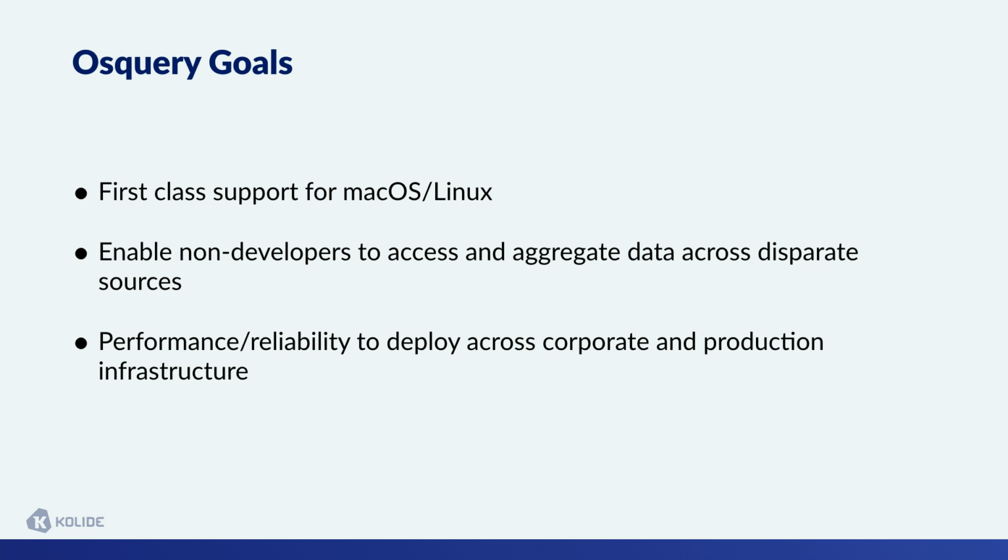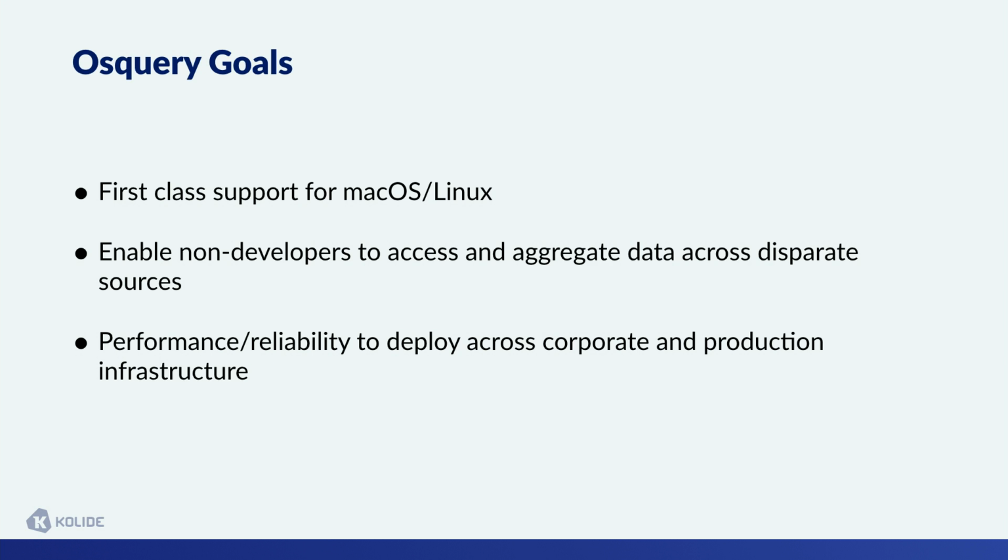And the goal here is just to enable developers and non-developers to access and aggregate data across disparate sources. Everybody's got processes, these sort of Unixy concepts across macOS and Linux, and some things even transcend into Windows. How can we create tables that present the same types of information, even if it takes totally different code to access it, in a singular table? And that's really the power of osquery.